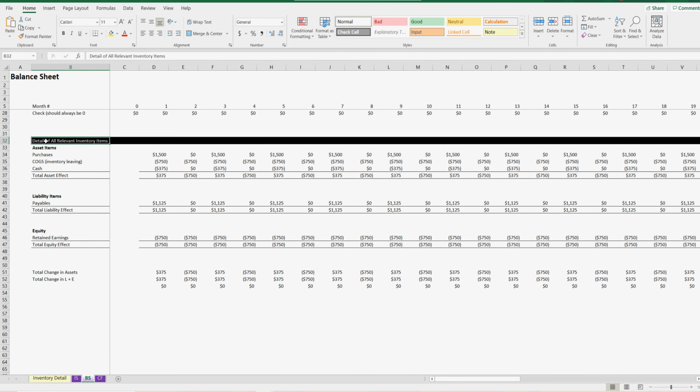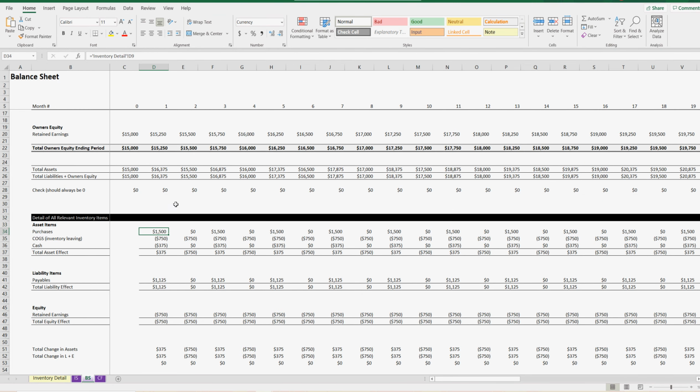I also did a detail here on the balance sheet to show every month what are all the accounts in the different financial statements that are affected. So month one, we've purchased inventory. Inventory is going up by 1,500 as an asset item. Cost of goods sold, inventory has gone down, so inventory leaving is going to reduce the inventory balance. So we're increasing it by this, reducing the inventory by this. Cash goes out. Total net effect on assets is positive 375.